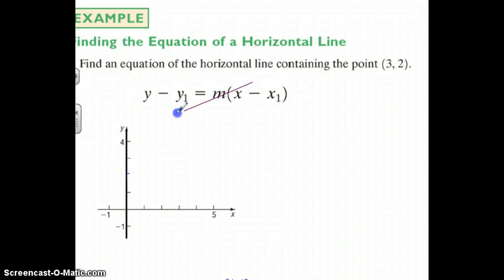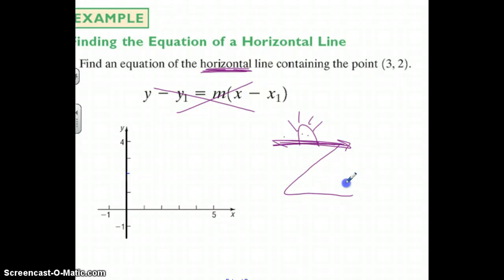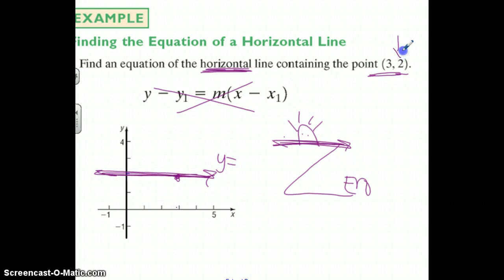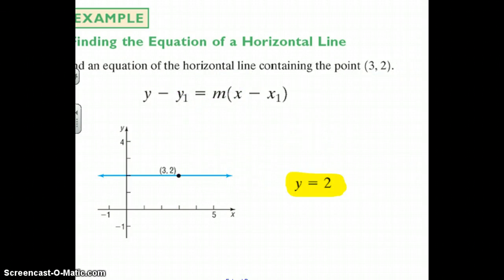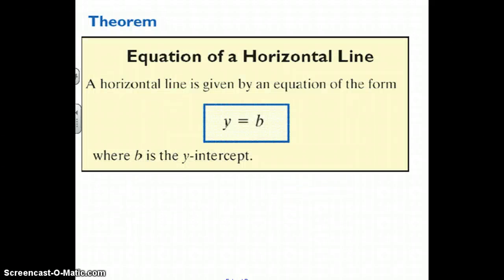For this problem, I also would not use point-slope form. It tells me that it's a horizontal line. So horizontal lines look like the horizon, and they're going to have 0 slope. So I'm just going to plot the point 3, 2, and I know that it's a horizontal line. And so the equation of this line would be y is equal to whatever the y-coordinate is. And in this case, the y-coordinate is 2. So y equals 2 is the equation. I would not run through point-slope form.